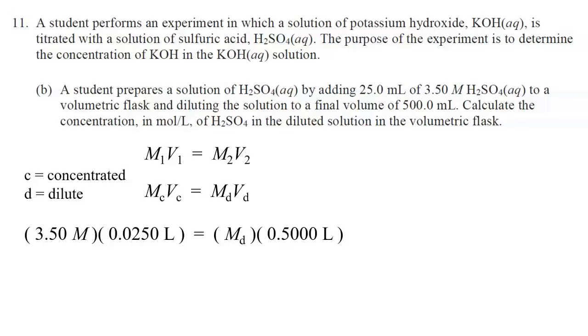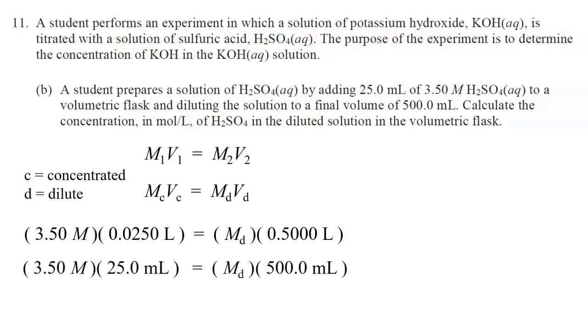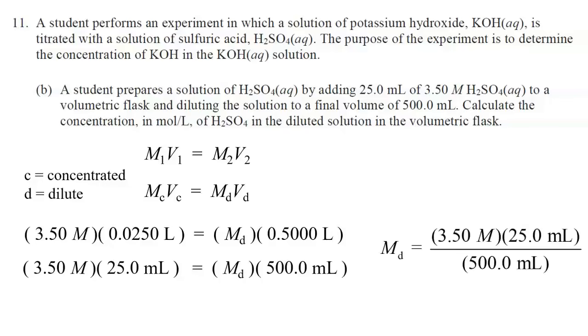And on the left and on the right, as long as those two volume values on opposite sides of the equation are in the same unit, they could be in either liters or milliliters. You would get the same answer either way, as long as you're consistent with your units for volume on both sides of the equation. So to do this algebra, solving for the molarity of the dilute solution, 3.5 times 25 divided by 500, we get the answer that I already mentioned. The molarity of the dilute solution is 0.175 moles per liter.